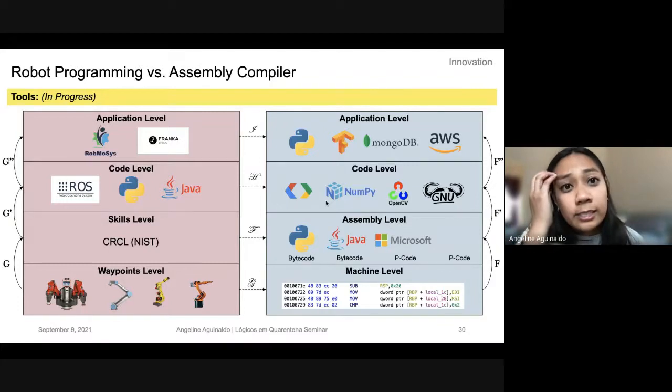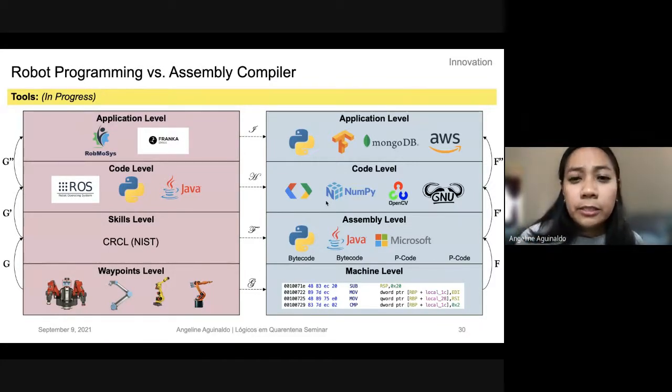Okay, so the last example that I have to discuss is this innovation piece. One of the motivators of using category theory in general is to use solutions from one domain to move another domain forward. And so the question is, can we use the same philosophy in order to move a domain such as robot programming forward based on the way that we understand programming languages and compiler theory?